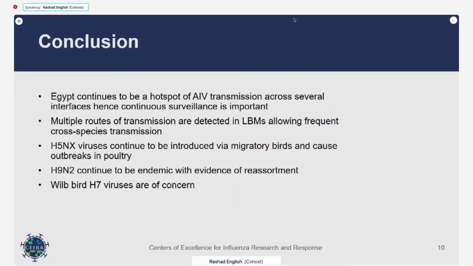So with that, I will conclude to say that we continue to have issues with avian flu, not only in Egypt, but I'm sure that this would be the case for other countries in the Middle East and North Africa. We have detected, or we hypothesize, that there are multiple routes of transmission that can be media for virus transmission within live bird markets. H5NX viruses continue to be introduced via migratory birds and cause outbreaks in the poultry, and then the situation with H9N2 is not really good, and then the wild bird H7 viruses are definitely of concern.